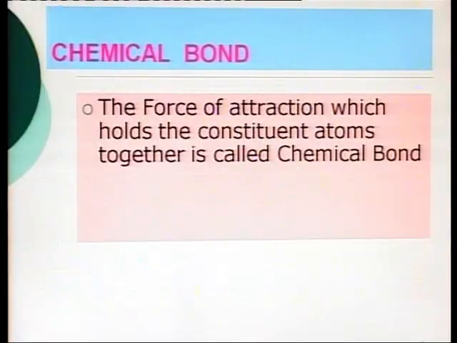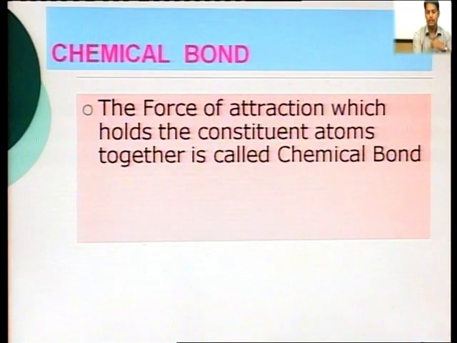Before describing the orbital concept of covalent bond, let's have a brief description of bond. Chemical bond: when two atoms are joined together by a chemical linkage, that is a chemical bond. A covalent bond is when the atoms are joined together by sharing their electrons. A chemical bond is the force of attraction which holds the constituent atoms together.